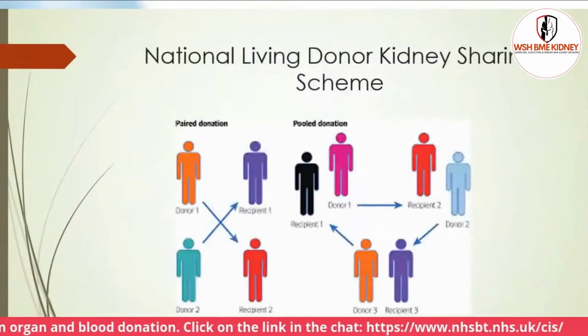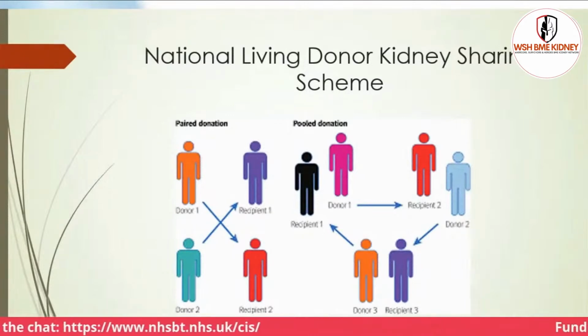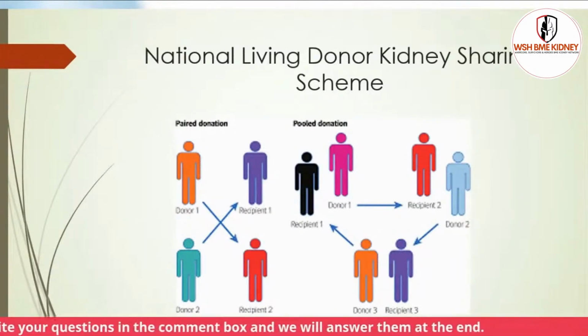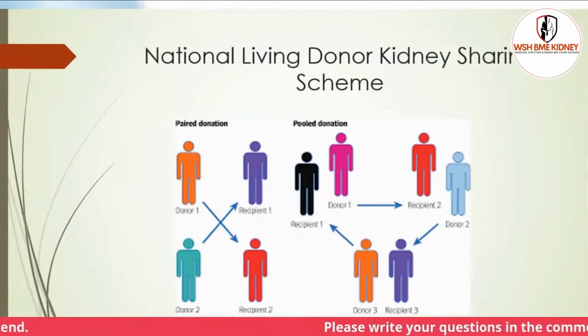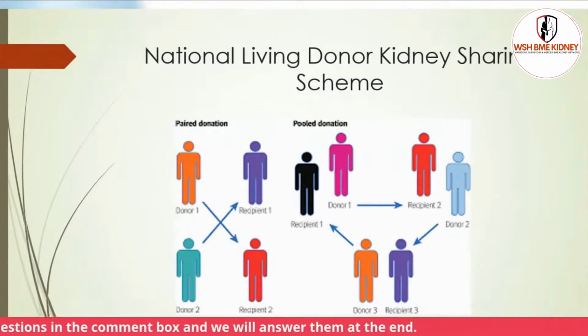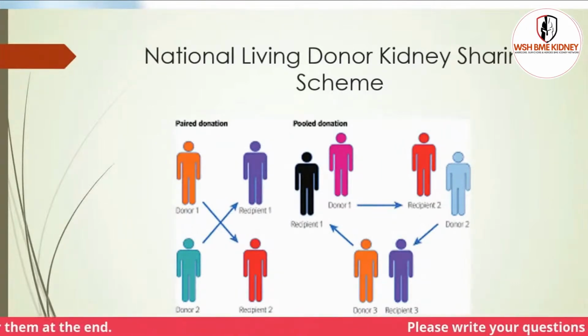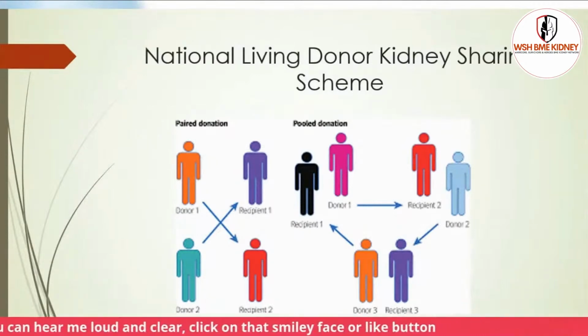And what happens, there are two types. We have the paired donation, and then we have the pool donation. In the paired donation, donor 1 donates to recipient 2, and donor 2 donates to recipient 1. This is done the same day. The two donors are put to sleep at the same time. It's very highly coordinated. The kidney travels; the donors or the recipients do not travel. And we've not had any problem or any donor changing their mind since this program started. So it's been working very well.